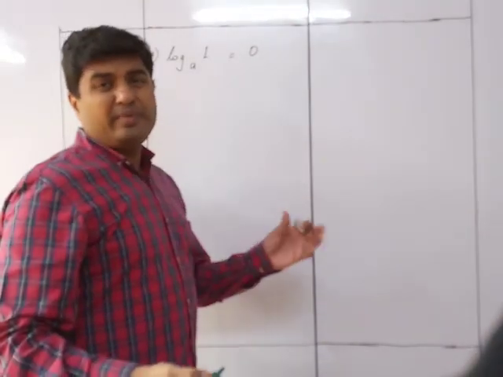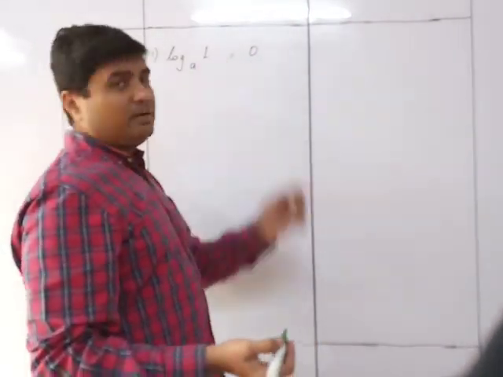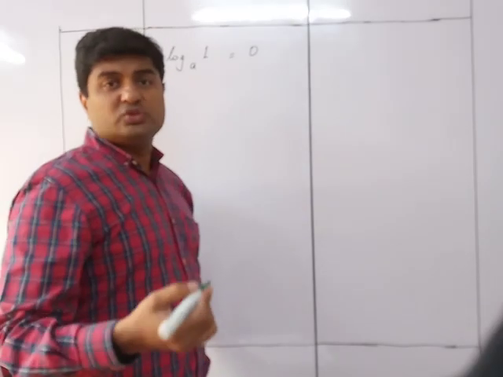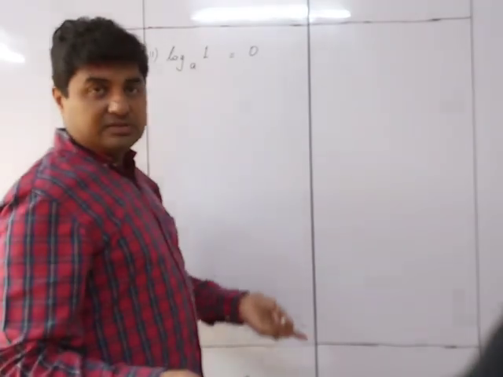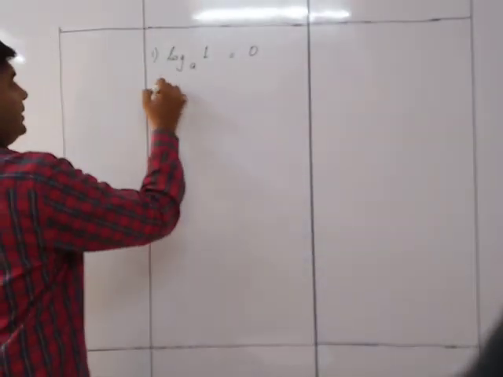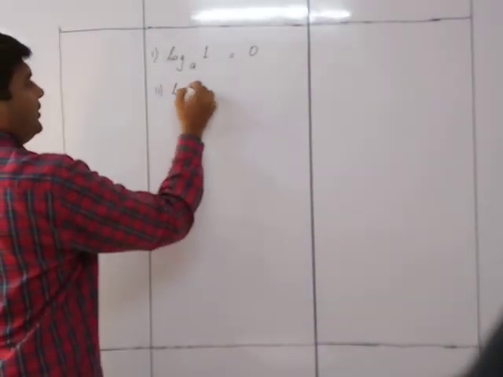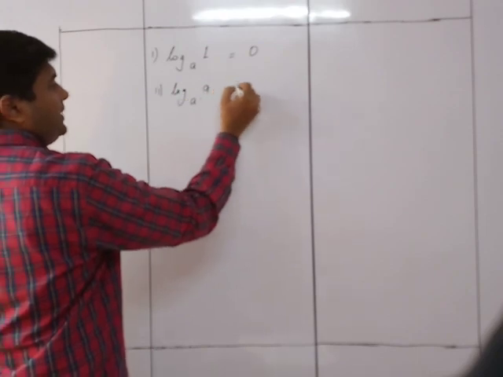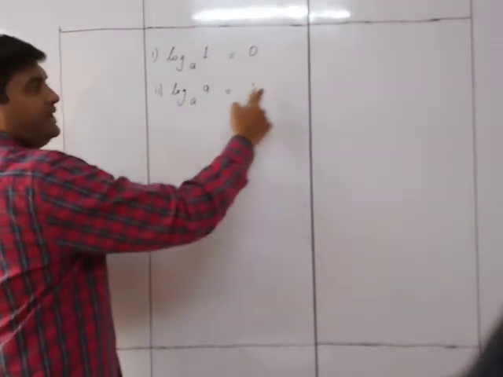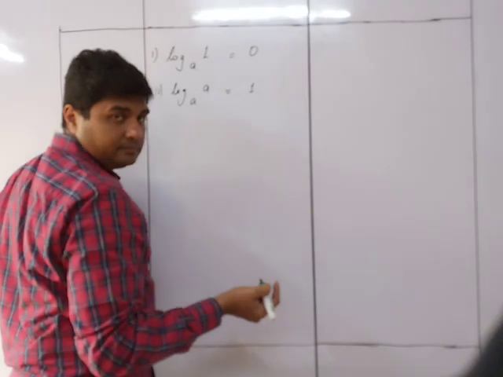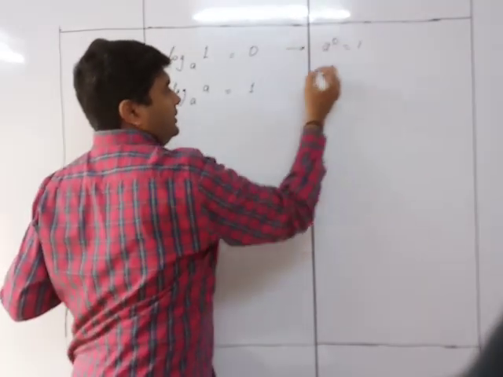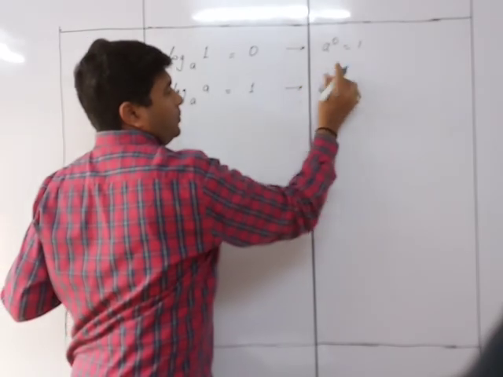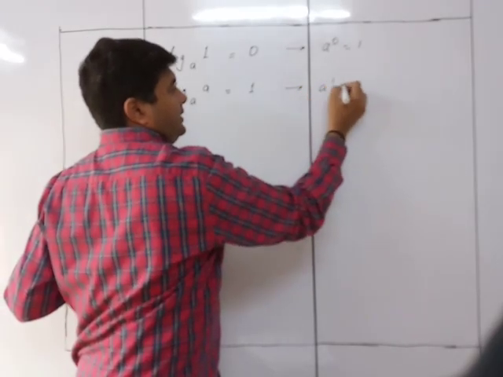Why is that so? You can easily make out. a raised to 0 is 1. Anything raised to 0 is 1. So that's why log of 1 to the base a is 0. Similarly, you also know log of a to the base a will be equal to 1, because a raised to 1 is equal to a. This is nothing but a raised to 0 is equal to 1. This is nothing but a raised to 1 is equal to a.